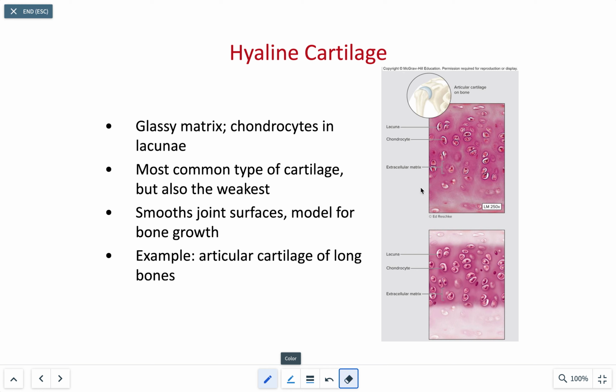So the first cartilage that we'll discuss would be the hyaline cartilage. It is the most common cartilage in the human body. It does have a glassy appearance to the extracellular matrix. As mentioned before, each lacuna would house a mature chondrocyte, and these are covered with perichondrium. Their function is to provide smooth articulation for movement at joints and support soft tissue. An example of this would be the articular cartilage at the end of long bones.